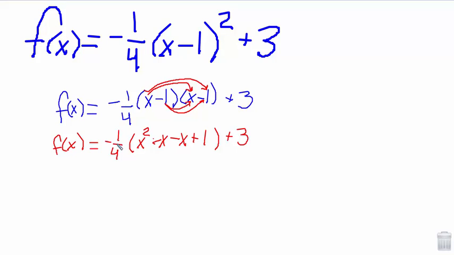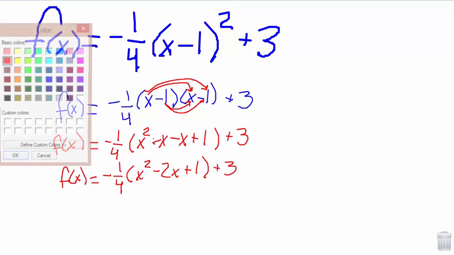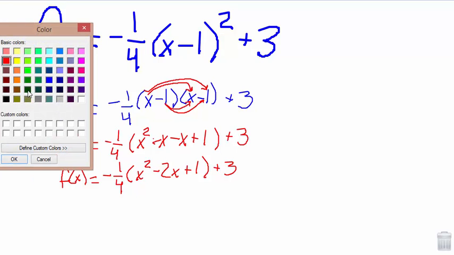Now, before I distribute that negative 1/4, I'm going to go ahead and combine like terms. So I get x squared. Negative x and negative x give me negative 2x plus 1. Again, I have the plus 3 here. I have the negative 1/4 here. Equals f of x.